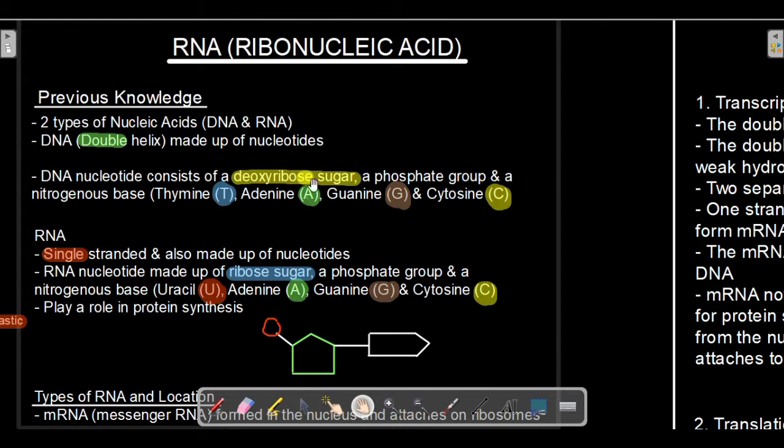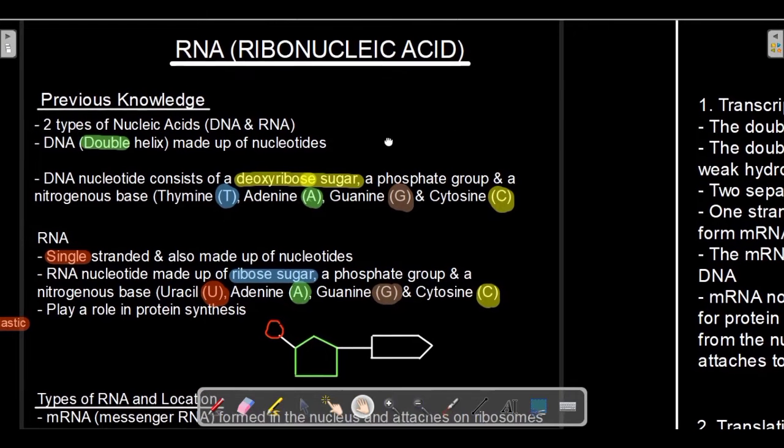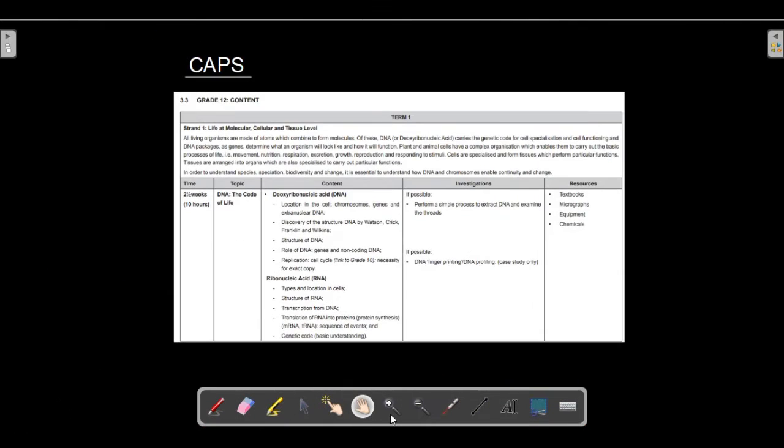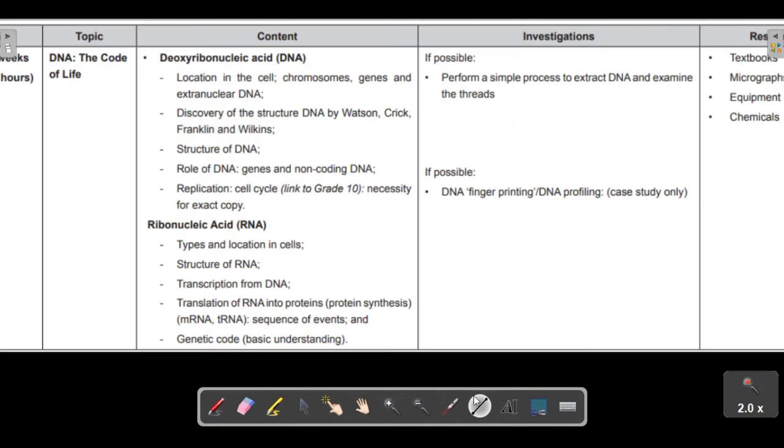Okay, so let's look at our CAPS document first. So this part, the DNA section, we have already done it. Okay, so we are done with that. We've covered everything that needs to be covered here. Again, guys, if you did not access these videos, please start with them because we're about to get into RNA now.